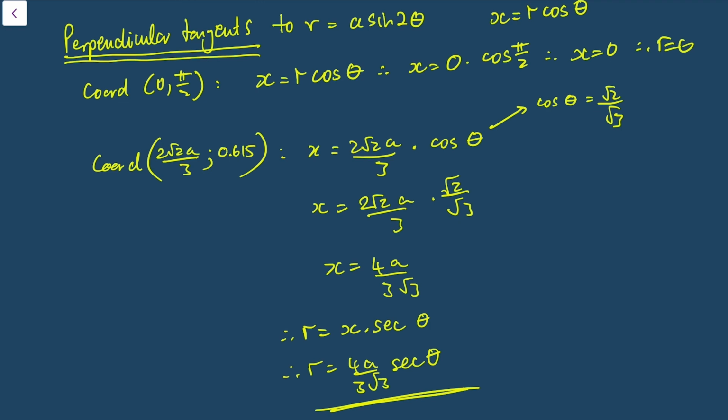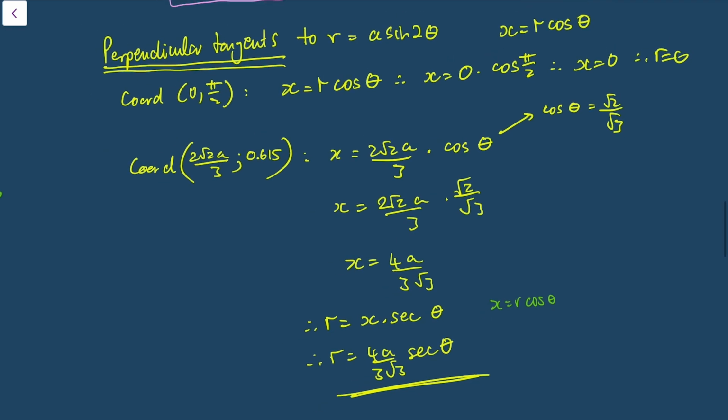And I then sub it into r equals x sec theta, because I know that x equals r cos theta. So I rearrange that, and I end up with my final equation being r equals 4a over 3 root 3 sec theta. So I hope that is useful.